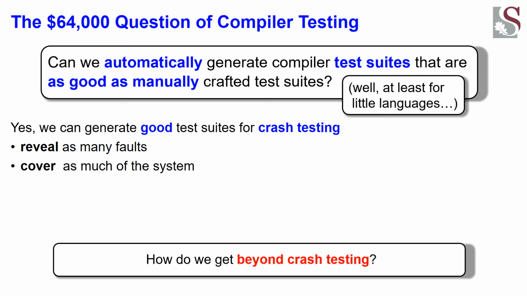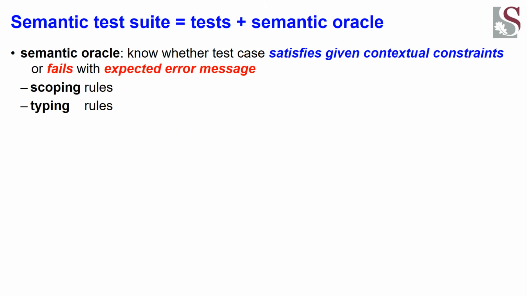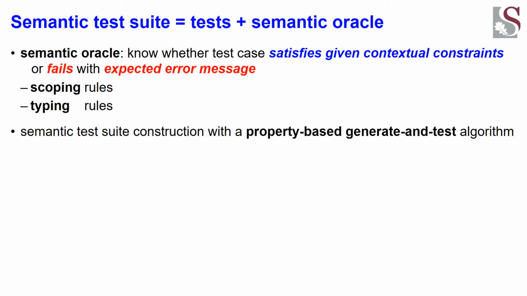The question now is, how do we go beyond crash testing? And the answer is obviously, we need semantic test suites with precise semantic oracles. We say an oracle is semantic if it tells us whether a test case satisfies all given contextual constraints or fails with the expected error message. Here we consider only scoping and typing rules as contextual constraints. We use a property-based generate-and-test style algorithm to produce semantic test suites.